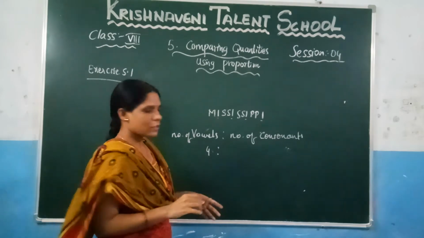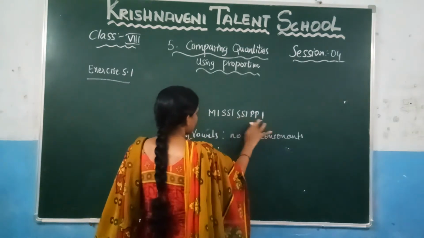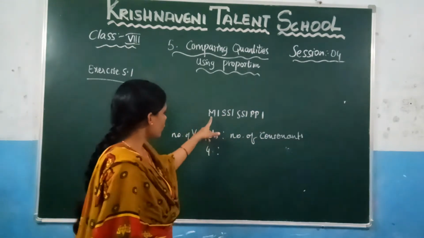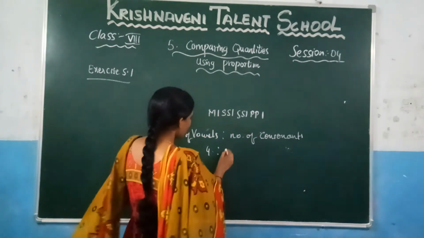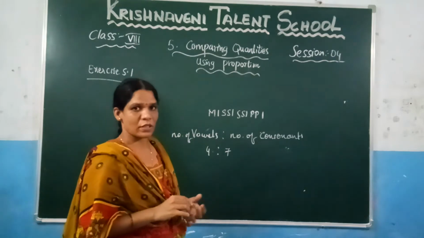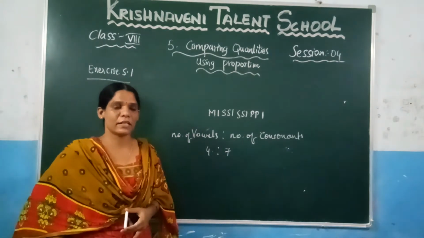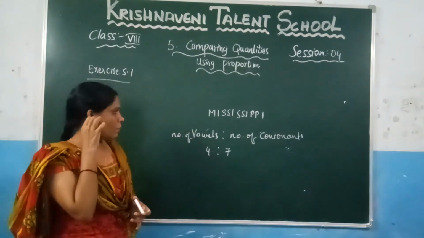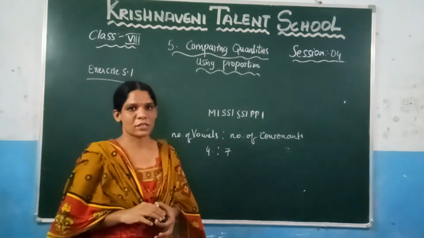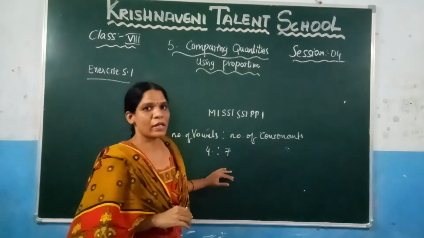Now let us see the consonants. How many consonants are there? Let us check it here, which is 1, 2, 3, 4, 5, 6, 7. So you are getting 4:7. What is the question they have given here? They have given the word Mississippi and they asked to find the ratio of the number of vowels to the number of consonants. Now this is what happens when repetition occurs.